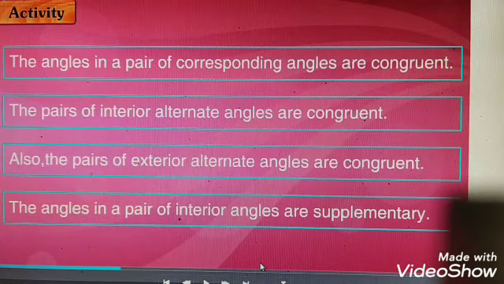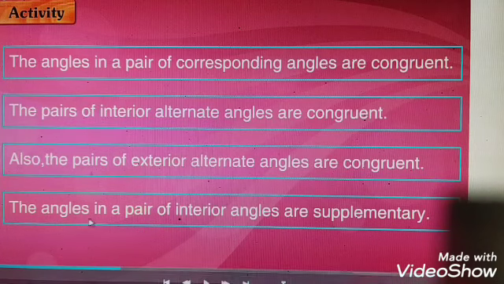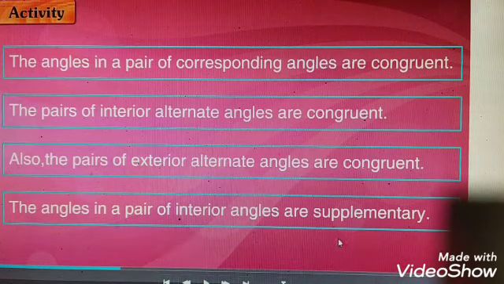Now remember these points which we found in our activity. The angles in a pair of corresponding angles are congruent. The pair of interior alternate angles are congruent. Also the pair of exterior alternate angles are congruent. The angles in a pair of interior angles are supplementary. That means interior angles sum to 180 degrees. Supplementary means the sum of the angle measures is 180 degrees.